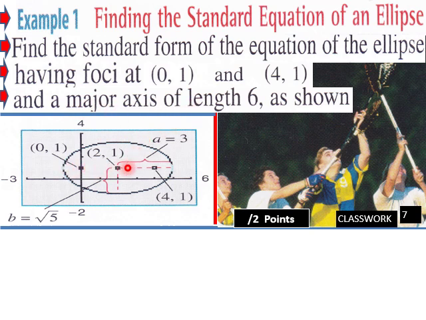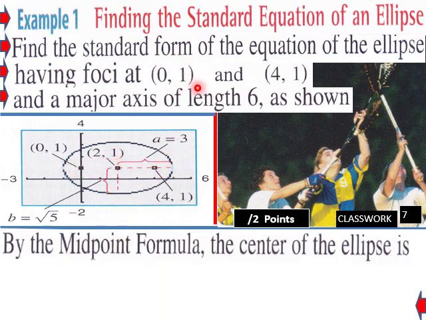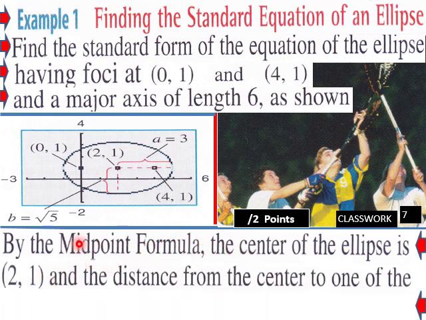So our major axis would be here, and it has a length of 6 here. Okay, so what are we supposed to do? Find the standard equation of this ellipse right here. By the midpoint formula, the center of the ellipse is (2, 1).